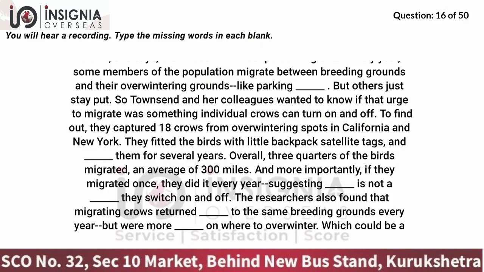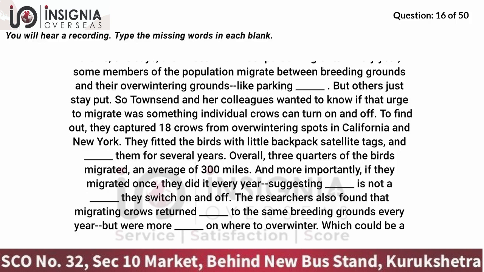Crows, she says, are what's known as partial migrants. Every year, some members of the population migrate between breeding grounds and their overwintering grounds, like parking lots. But others just stay put. So Townsend and her colleagues wanted to know if that urge to migrate was something individual crows can turn on and off.